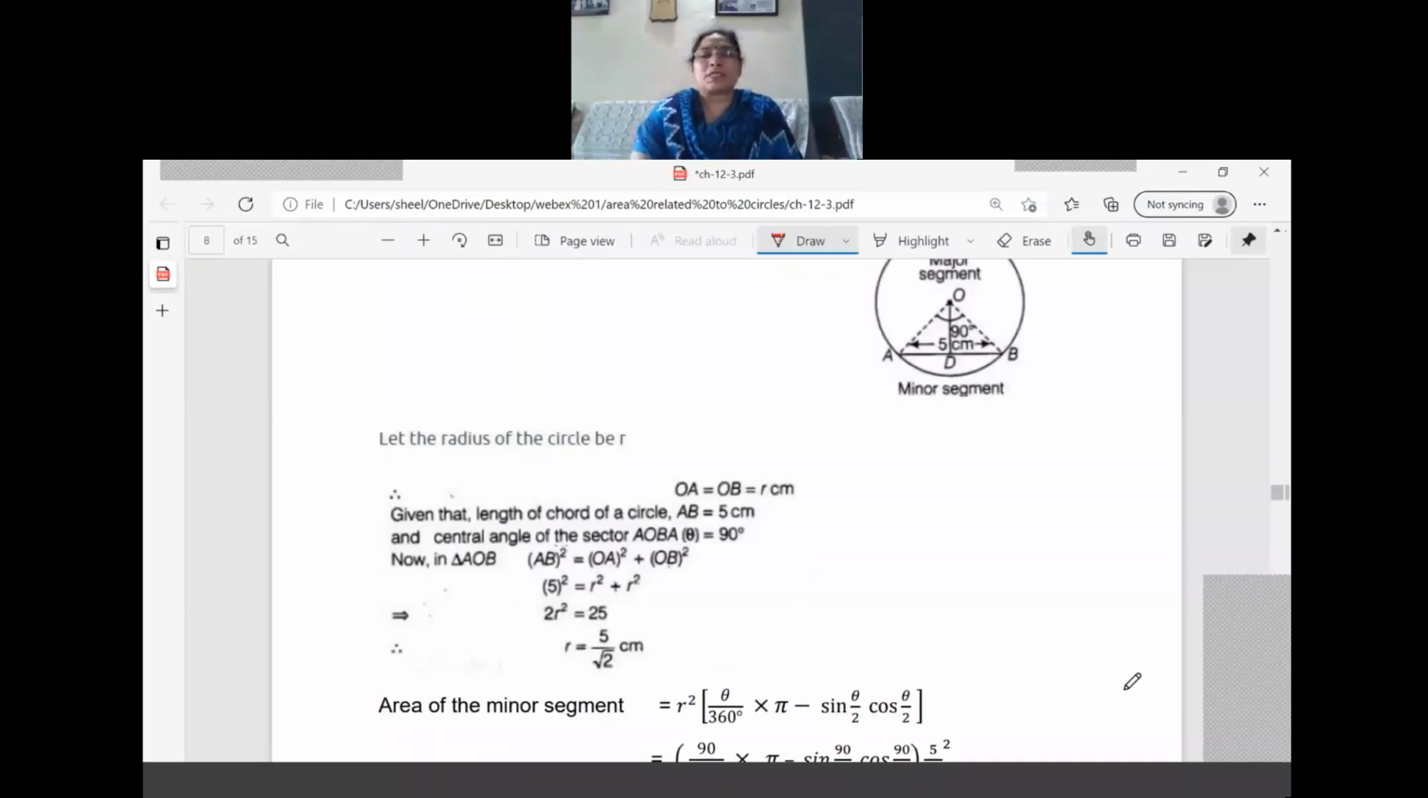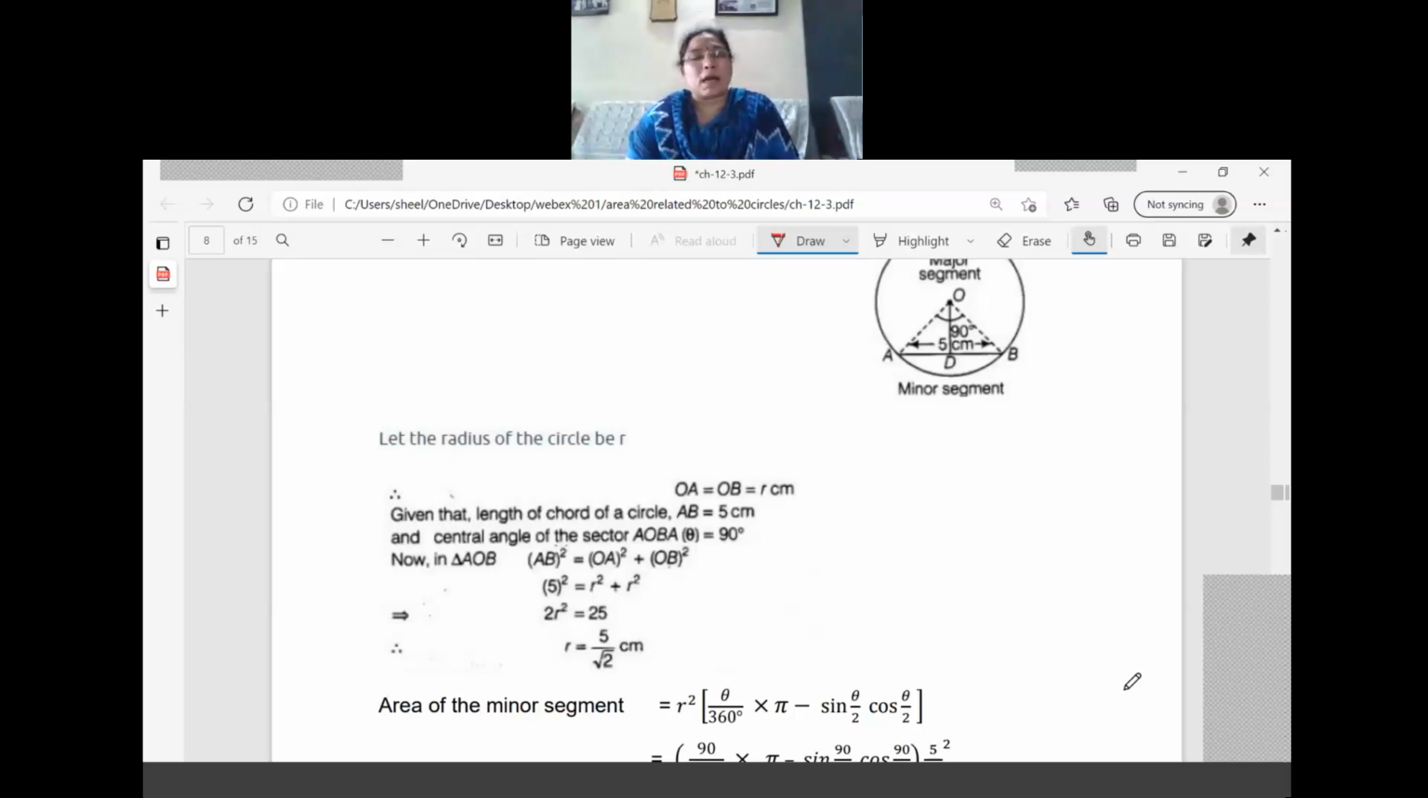So AB square is 5 square. It is equal to R square plus R square. Then we can find out what R is. Because both values are R square, if you add, 2R square equals 25. So what is R there? R equals 5 by root 2 centimeter.